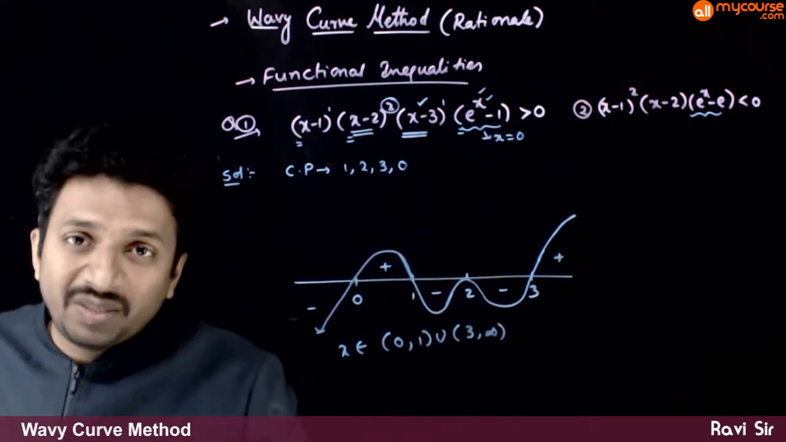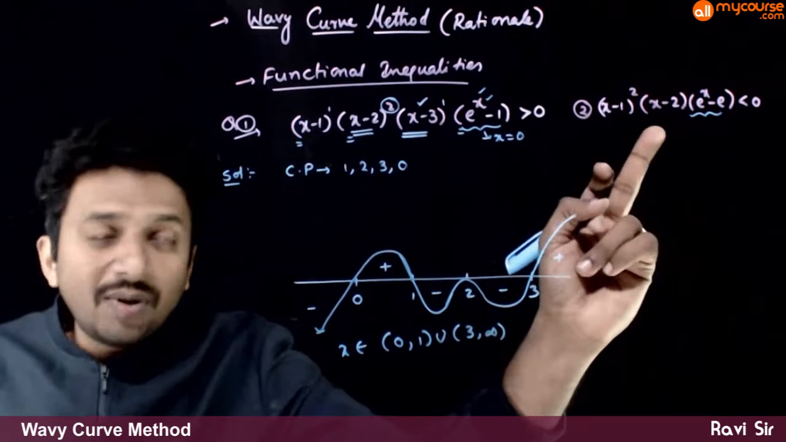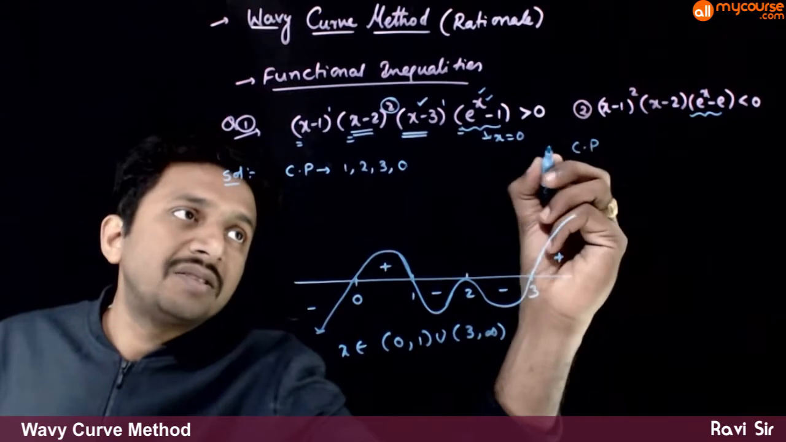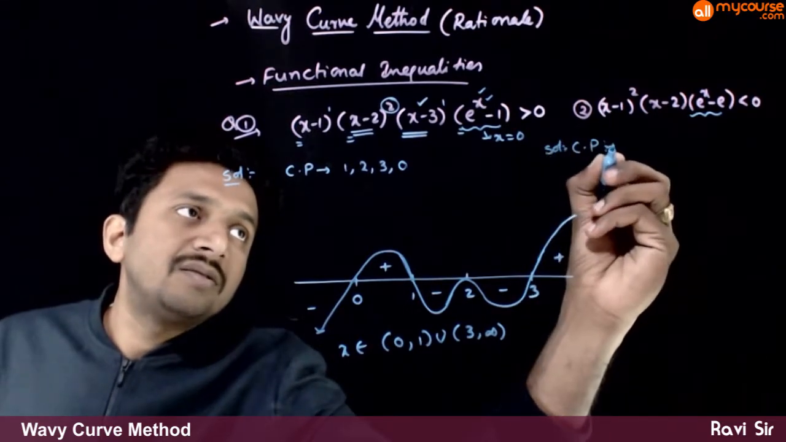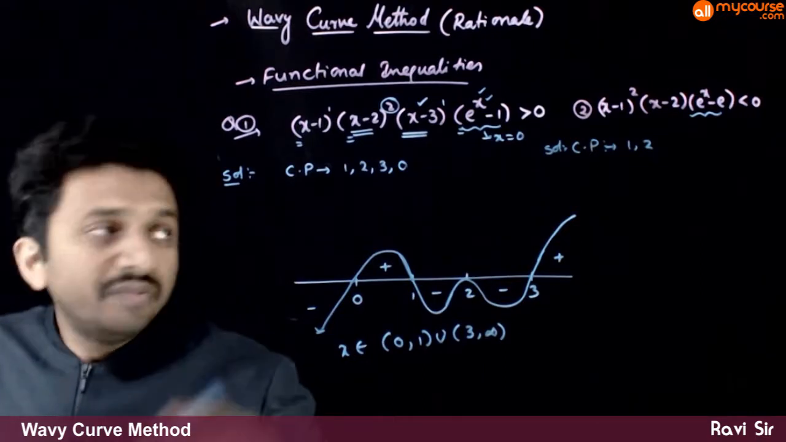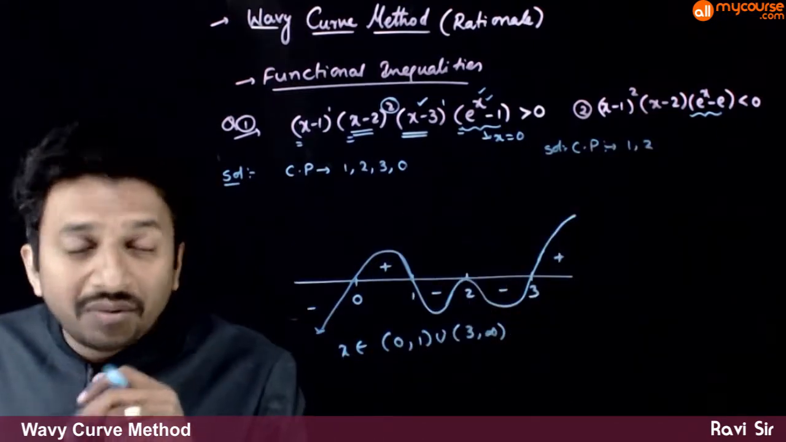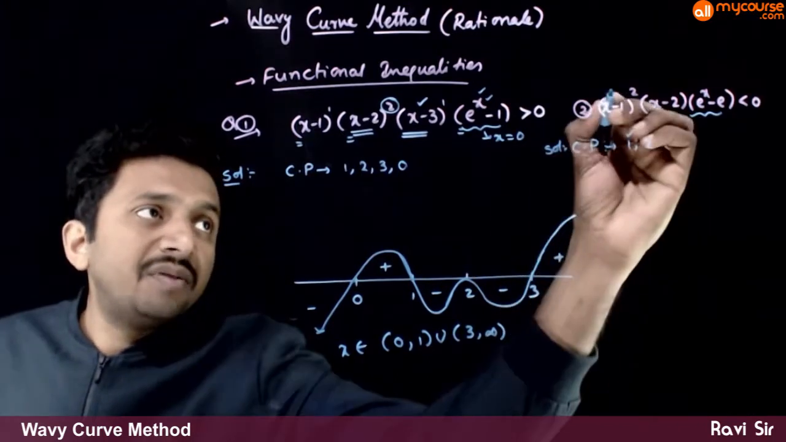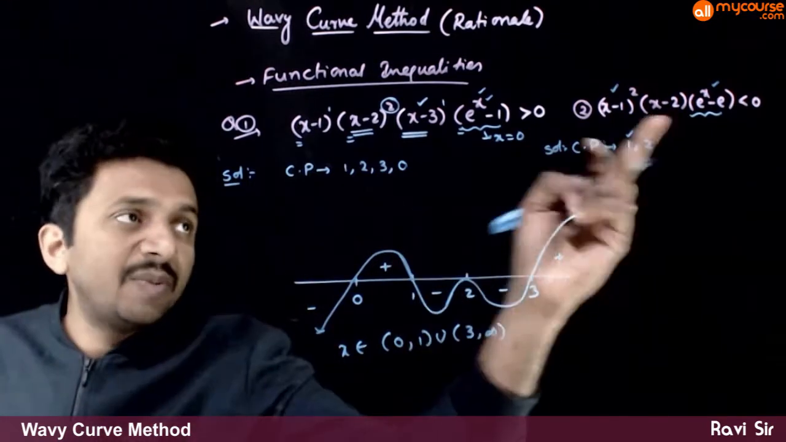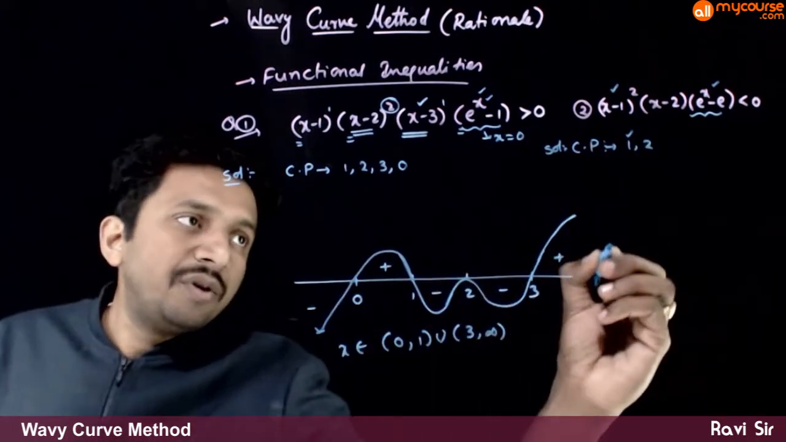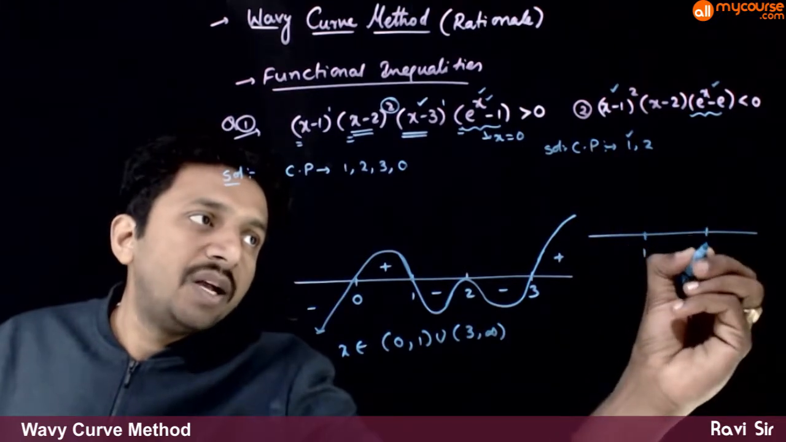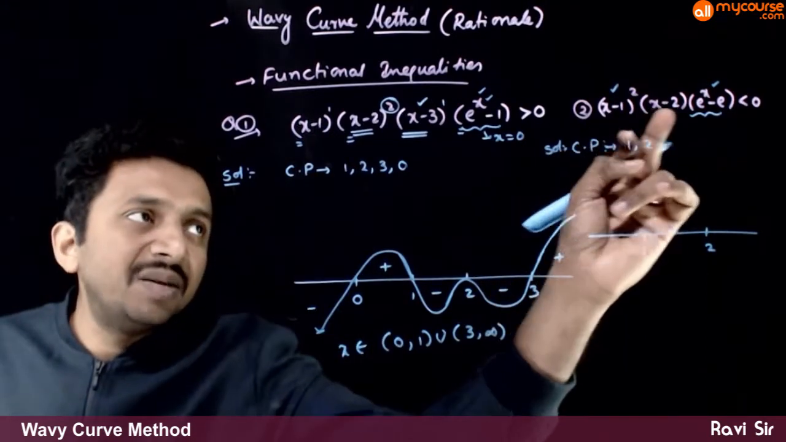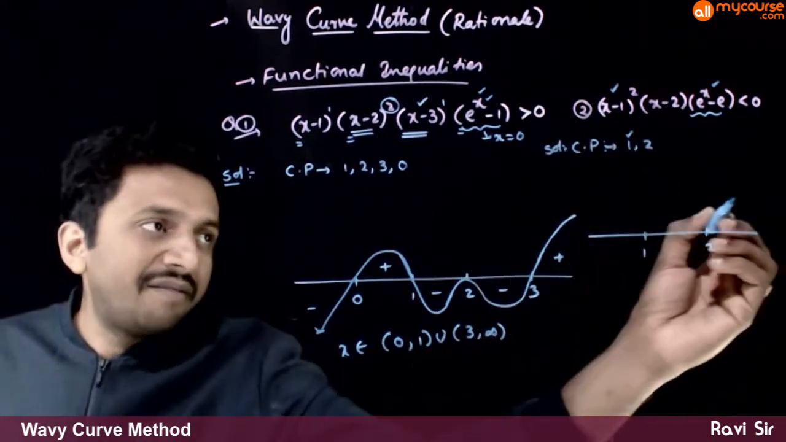So let us go to the next expression. x minus 1 whole square into x minus 2 into e power x minus e is less than 0. So what are the critical points? For this, x is equal to 1, for this, x is equal to 2, and e power x minus e is equal to 0, that is, e power x is equal to e, x is equal to 1. So 1 is a critical point for this as well as this, and 2 is the critical point for this. So if you draw the wavy curve, you have only 2 critical points, 1 and 2. All the leading coefficients are positive, or when x is a very large number, all the expressions are positive. So you start from here.